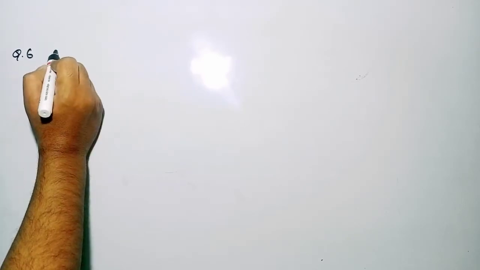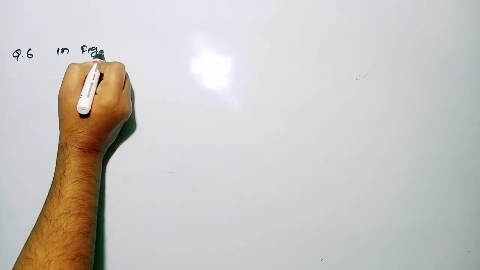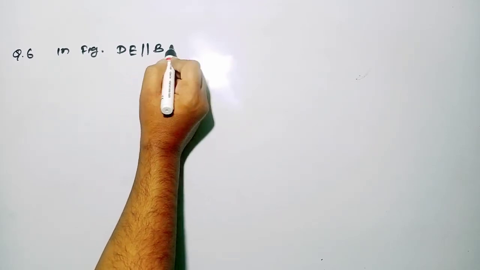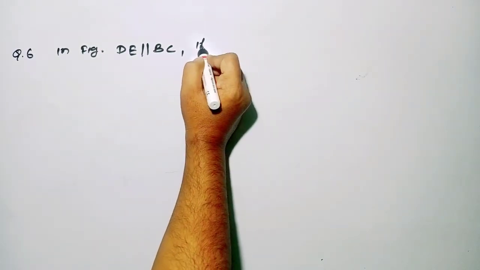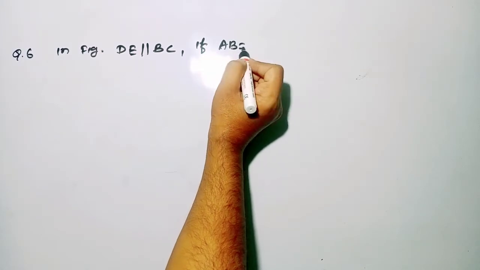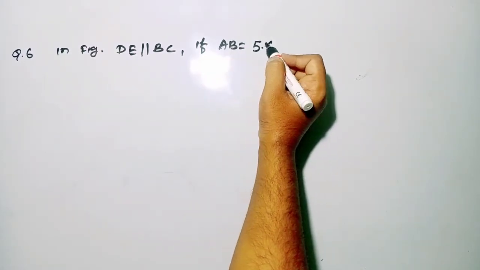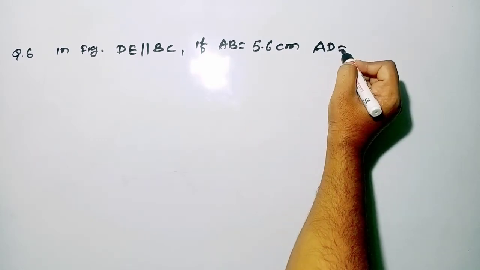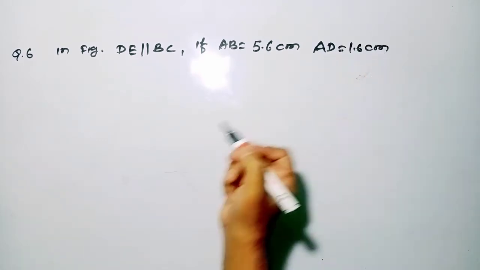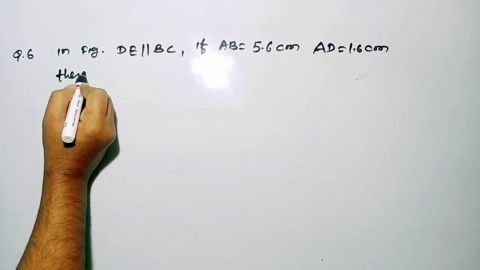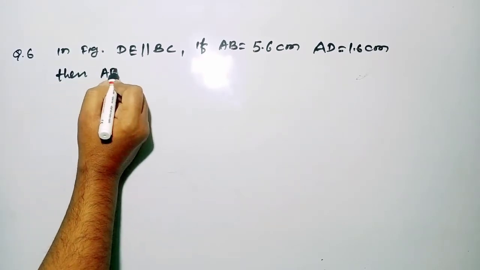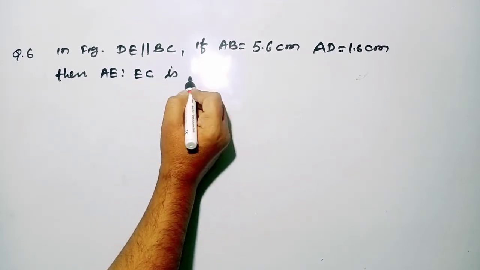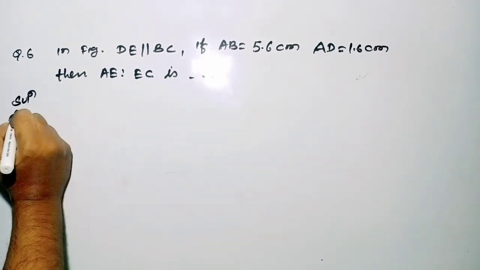The question is, in the figure, DE is parallel to BC, if AB is equal to 5.6, AD is equal to 1.6 centimeter, then AE is to EC is what?